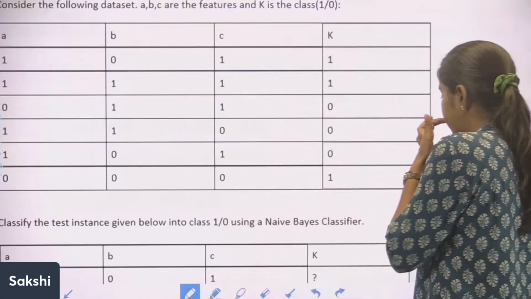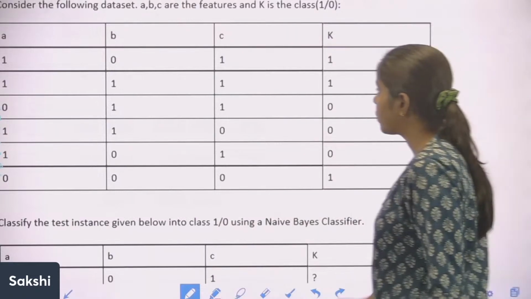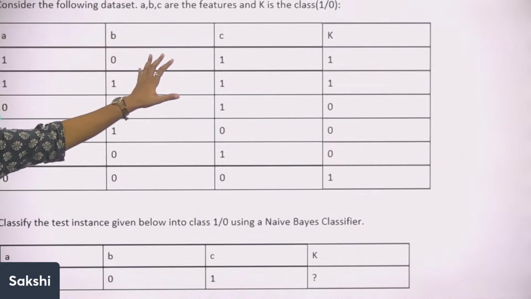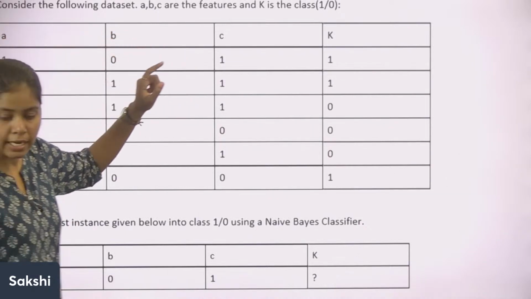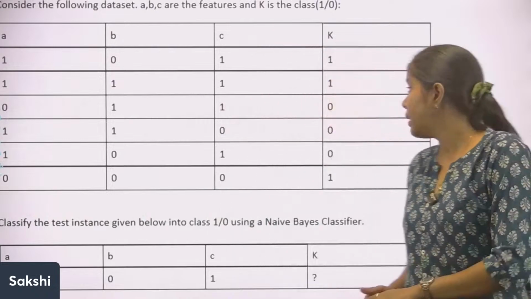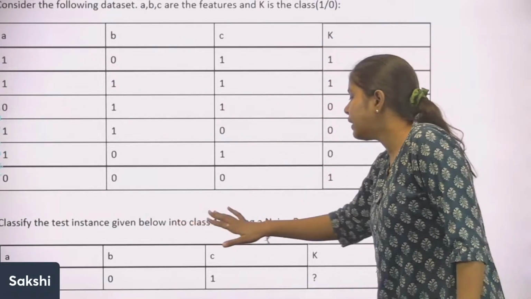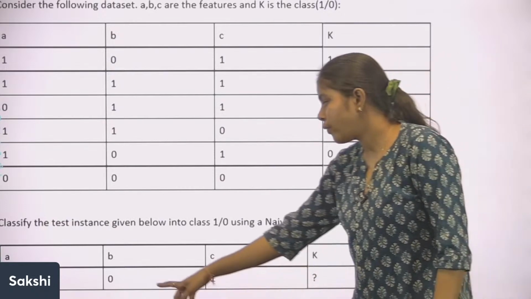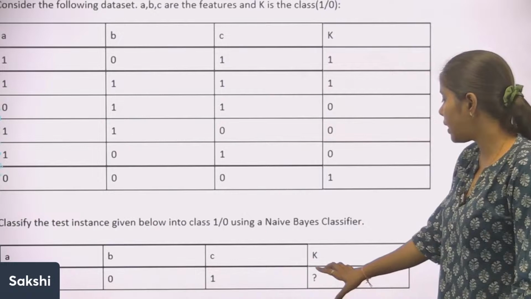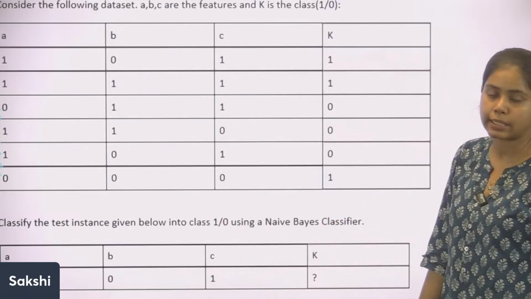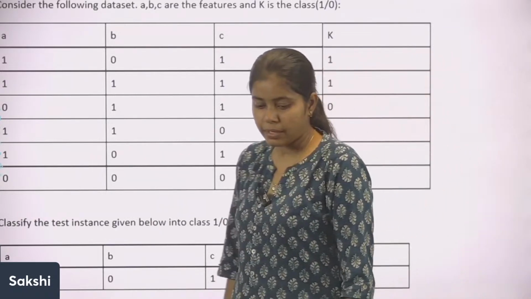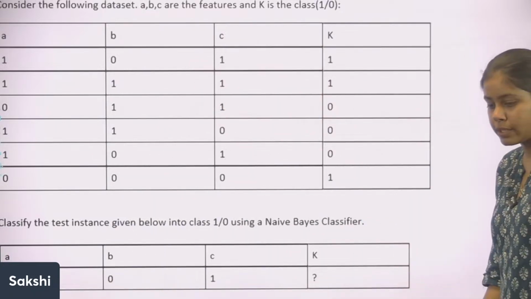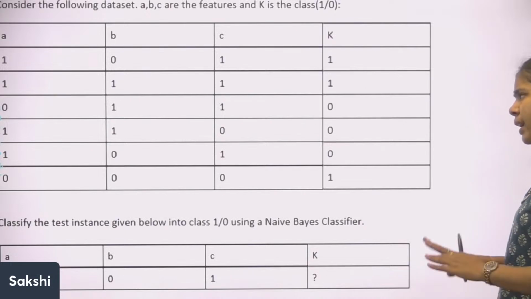So guys, we have again a question based on the naive Bayes algorithm. It says: consider the following data set. A, B, C are the features and K is a class which takes the value 1 and 0. Classify the test instance below into class 1 and 0 using a naive Bayes classifier. So we are given the values of A, B, C, and they are asking, given these values, what would be the class here? What would be the value of K? Now just try to solve this, guys, and let me know what the answer would be. Again, you have to do the same thing.